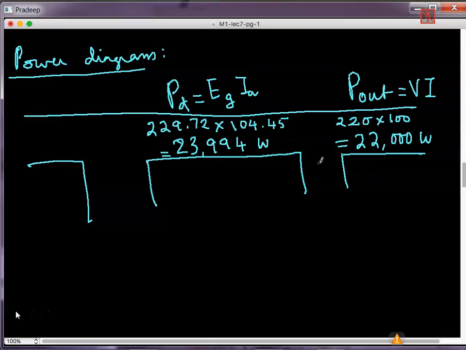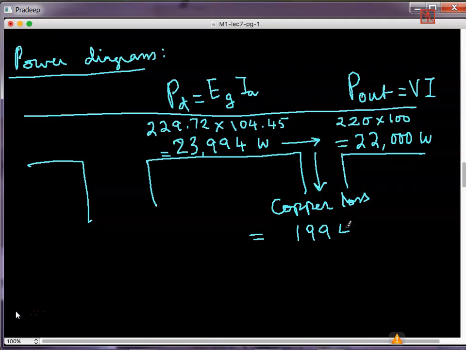Therefore, the difference between these two will be nothing but copper losses. What is the copper loss? Just the difference between these two. I am getting 1994 watts.